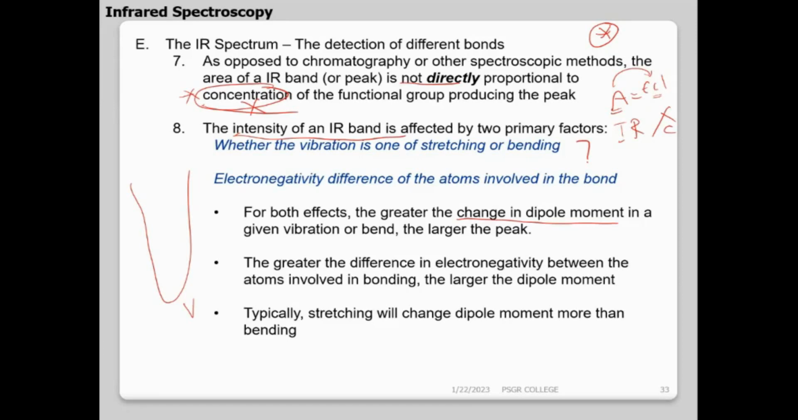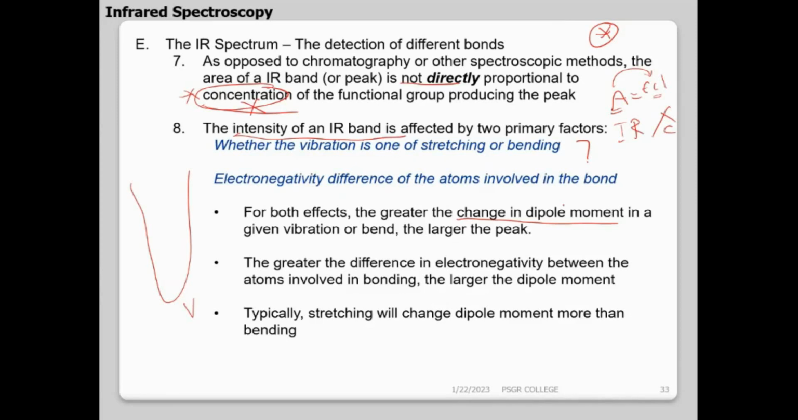Ma'am, 0 to 30 is the strong band, 30 to 70 is the weak band, so medium band, and 70 to 100 is below weak. So if my band comes within 0 to 30, it is a strong band. Why is my band strong? Because there is a high change in dipole moment.